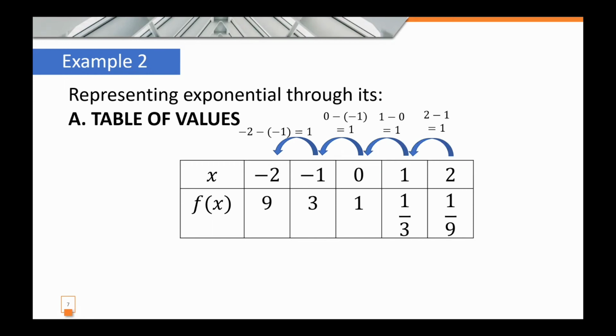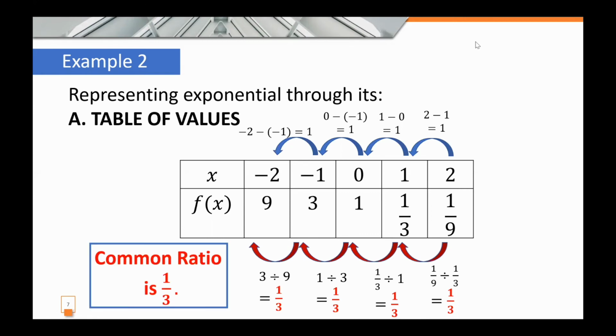In the values of f(x), we're going to get the common ratio. Let's start from 1/9 divided by 1/3. We have here 1/3. 1/3 divided by 1, we have 1/3.